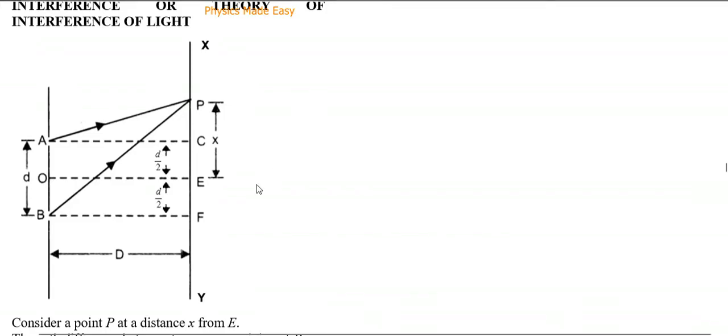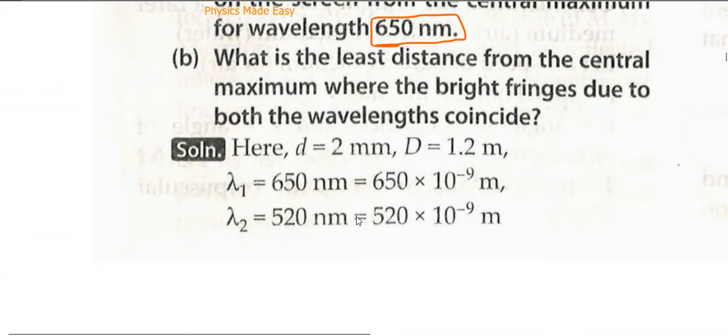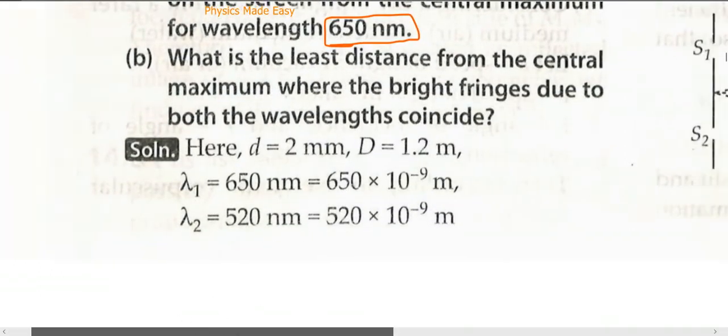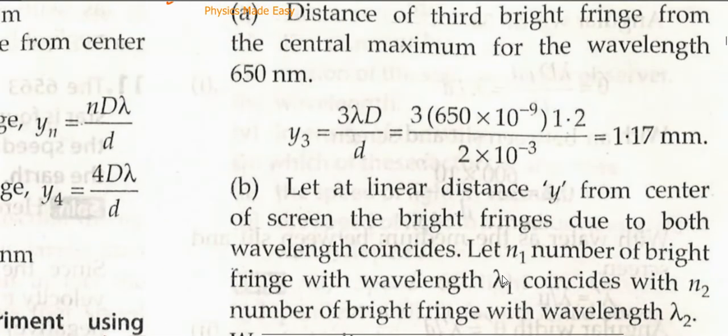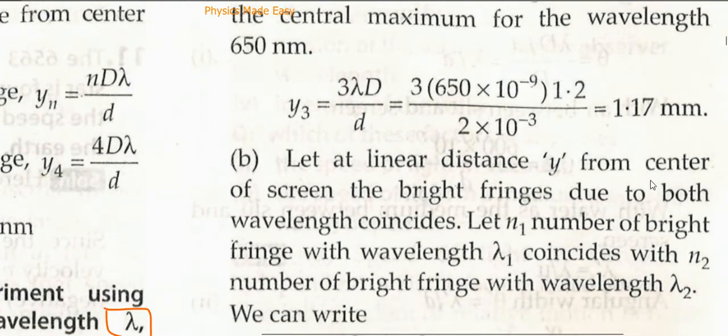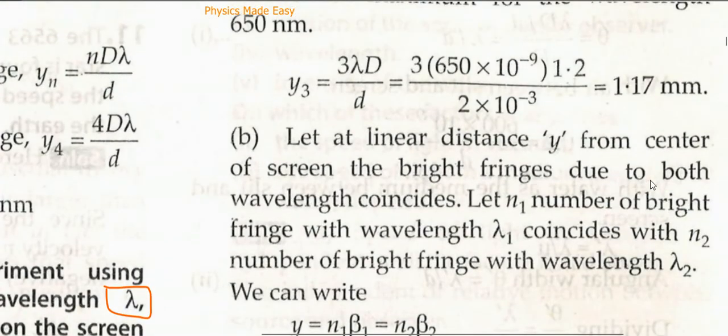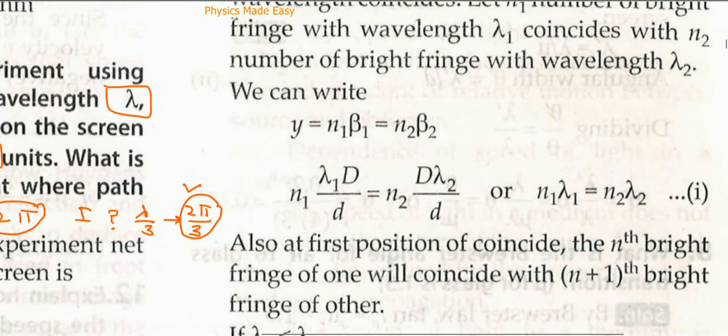Now this is the central maxima. Central maxima lies here. Third bright fringe, we have to find out Y3. Just use the formula, it's quite easy. And I won't be solving it because I expect you to be familiar with this. We have just solved this problem. You can find out Y3, third bright fringe, fill the values and get the answer. The second part is important. What is the statement? Let me go through the statement.